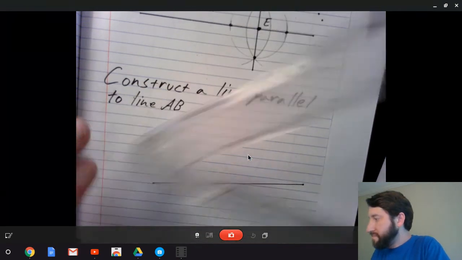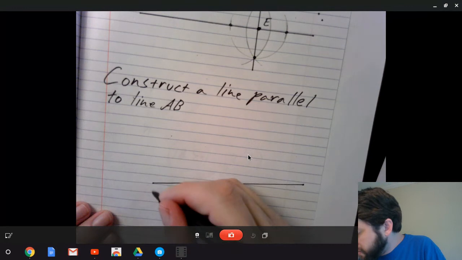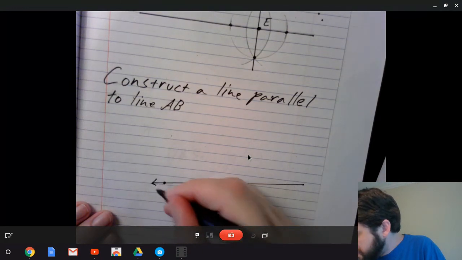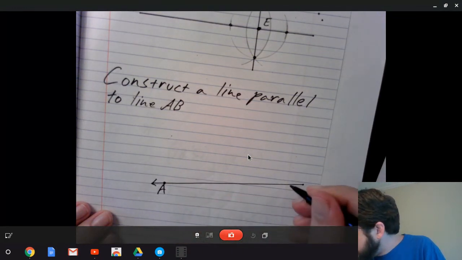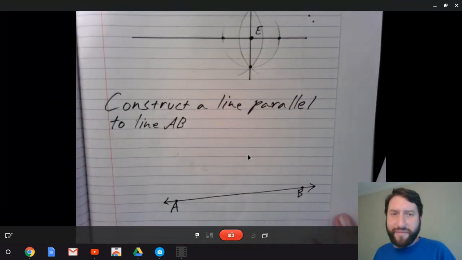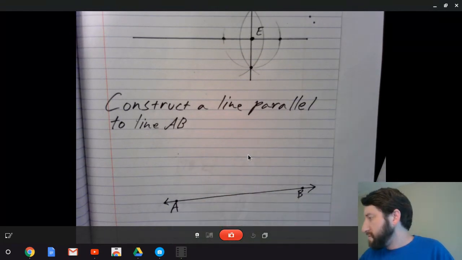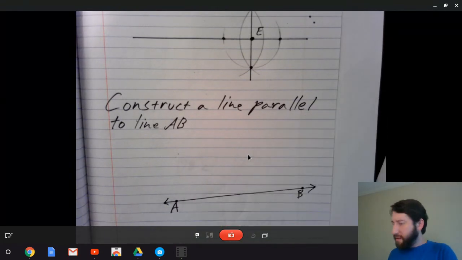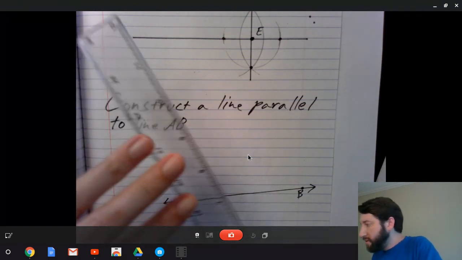All right, so this is going to be line A, B. All right. So to me, these are kind of a little more difficult. So just follow step by step here. And with a little bit of practice, you'll get it.